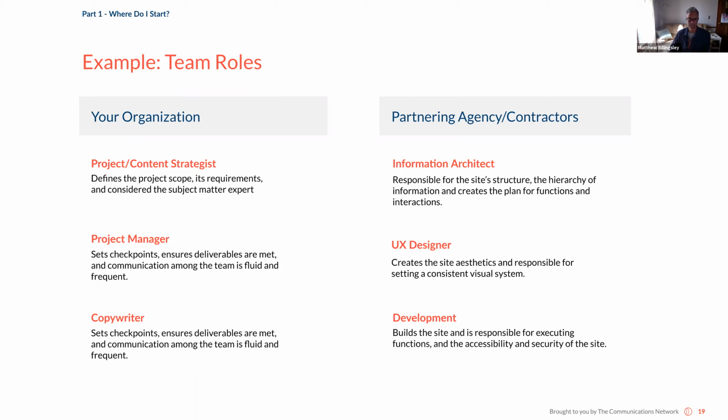And finally, development is going to build the site and is responsible for executing functions and accessibility and security of the website. So pretty straightforward and pretty cut and dry. Now, there's going to be some instances where there'll be some overlap. Full disclosure, at Visceral, we have project management on our team. There's going to be some overlap of some of these in some instances, but this is where we go back to the role definition that we talked about earlier, and understanding what each team's responsibility is. Some copywriters are going to be on the partnering agency side, potentially.